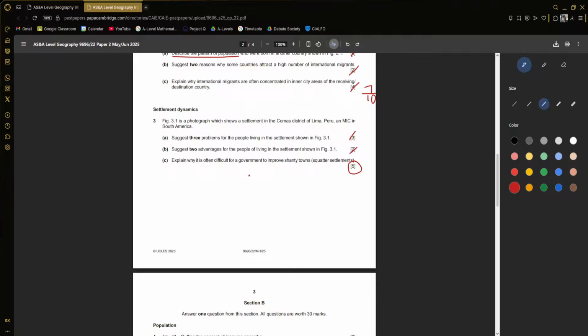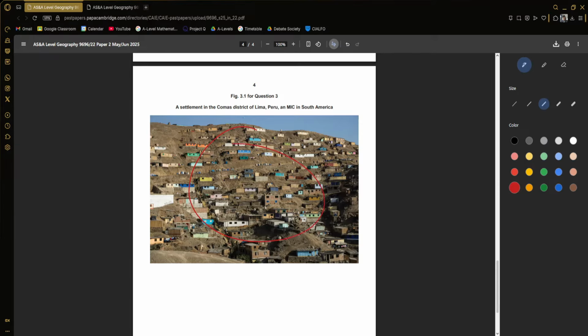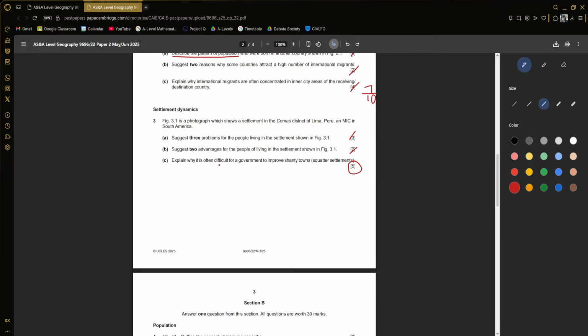There might also be local resistance. So people in the shanty town just might want to be left alone. They don't care about improvement by the government, so they might resist it, and therefore the government faces opposition, and therefore it's difficult. There's a lot of reasons for this. Generally, saying 5 points is much easier because you can think of a lot. But if you manage to think of examples quickly, then you can put it in and get some development marks as well.